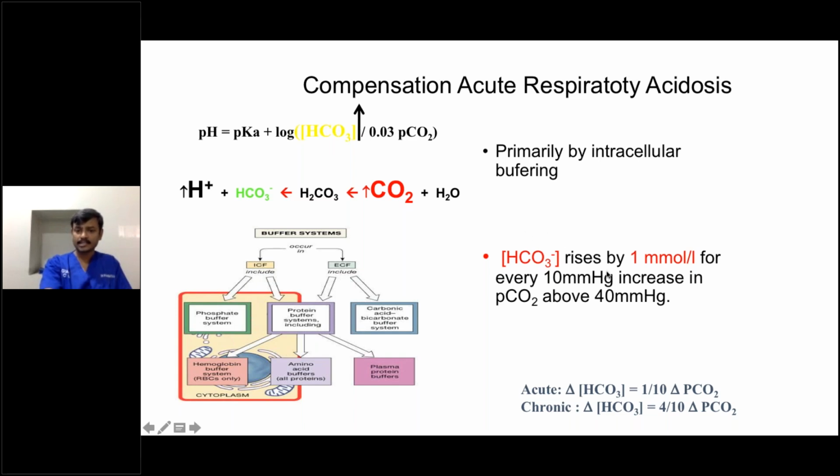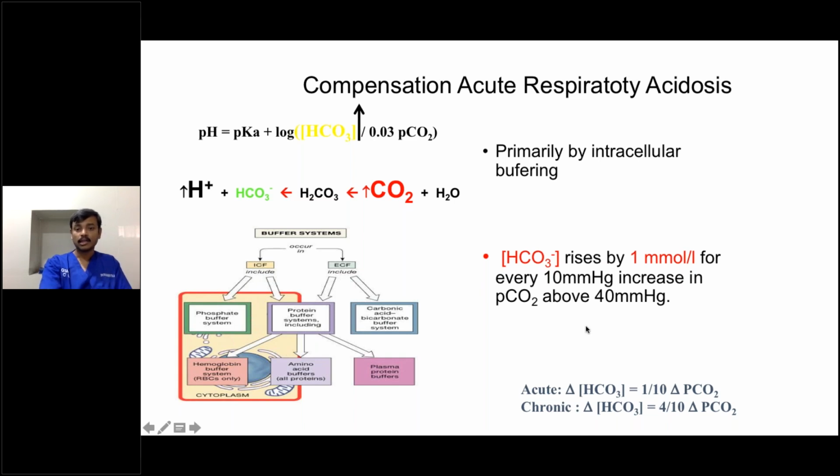Bicarbonate rises by 1 millimole per liter for every 10 millimeter mercury increase in PCO2 above 40. If PCO2 is increasing from 40 to 60, meaning an increase by 20, the bicarbonate increases by 1 millimole per liter for every 10, so it increases by 2. So bicarbonate rises in case of acute respiratory acidosis by 1 millimole per liter for every 10 millimeter mercury increase in PCO2 above 40. You should always know this formula, or you can remember it like this.